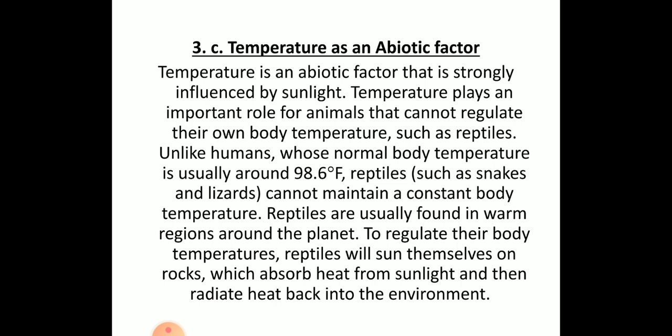So the regulation of the temperature mainly depends on the sunlight. So due to that, they also undergo diapause, hibernation, estivation.